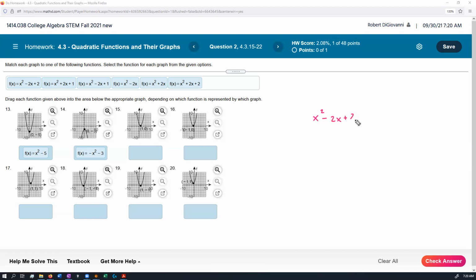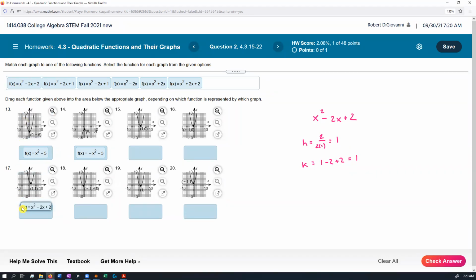Let's just take this first one. I'll just do the vertex. So the vertex, the h, I'm going straight to the vertex, should be 2 over 2 times 1, which is 1. If I plug 1 into the function, I get 1 minus 2 plus 2, so you get 1. So a vertex of 1, 1 is this one here.